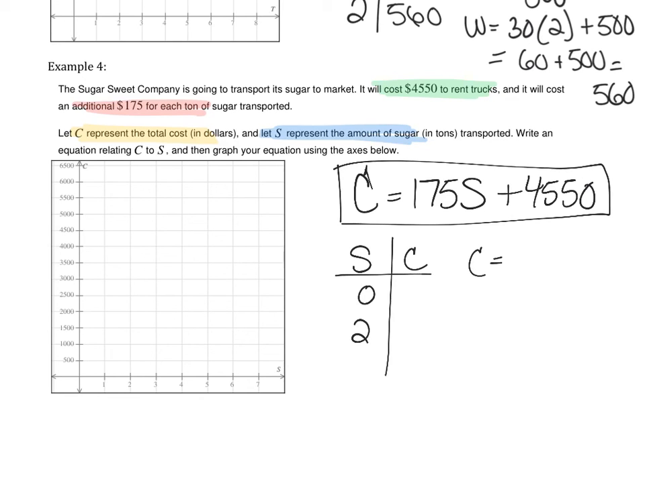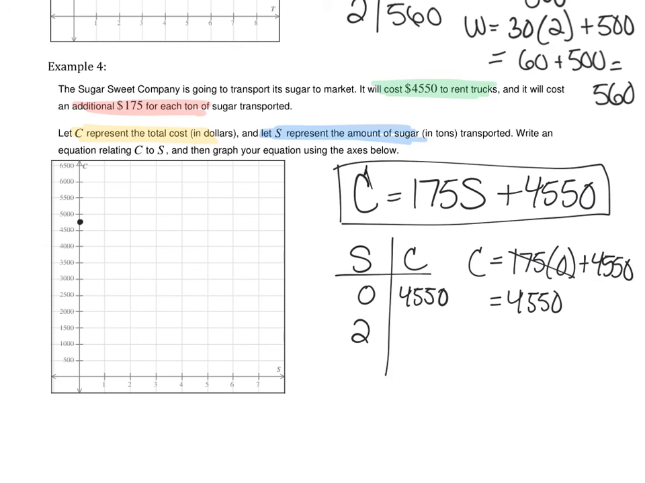So if I plug in 0, I've got C equals 175 times 0 plus 45.50. And that's just 0. So it's 45.50 is our first one. So you can go ahead and plot that on the graph, 0, 45.50. So that's about right here on your graph.